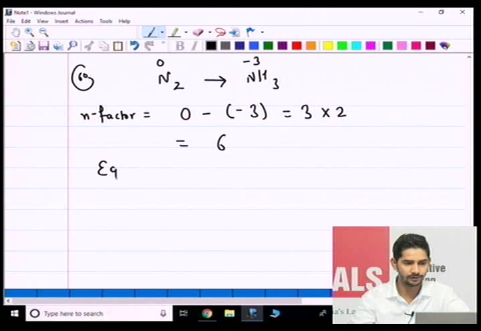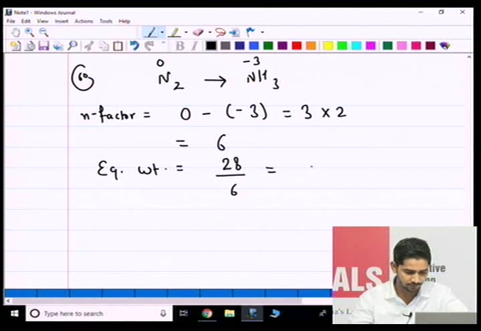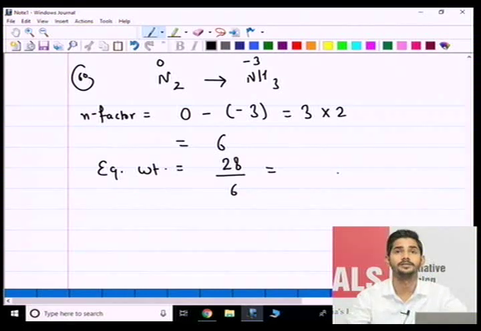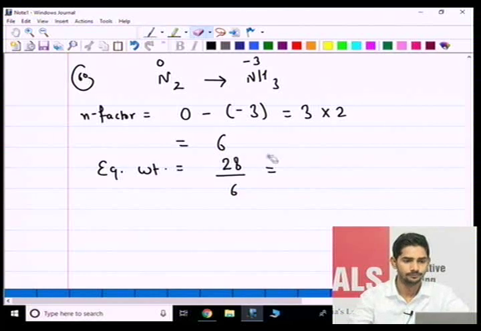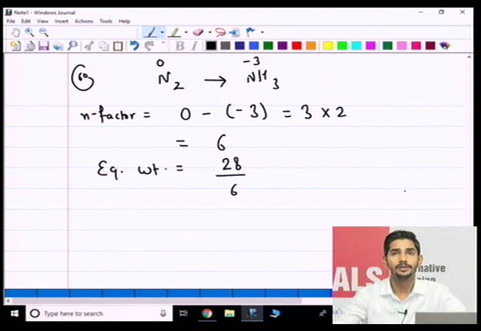Now equivalent weight. 28 is the molecular weight upon N factor. So 28 by 6. Is there any option? Yeah, option A is the right answer. Clear? Number 60.